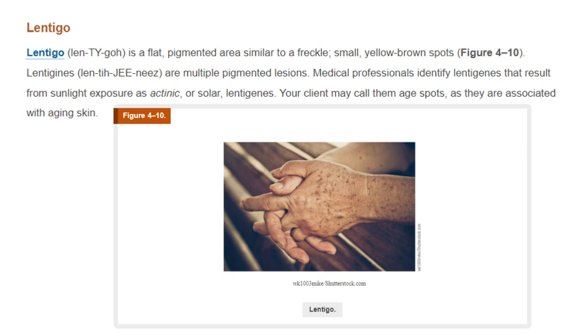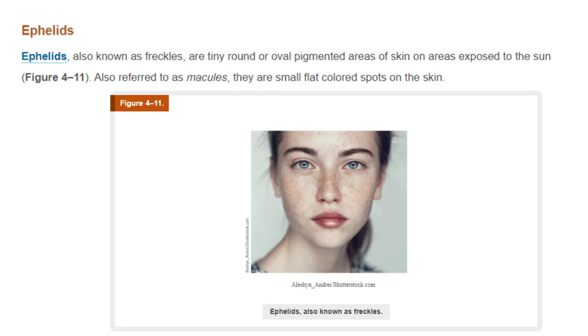Lentigo. Lentigo is a flat, pigmented area similar to a freckle, small, yellow-brown spots, figure 4.10. Lentigines are multiple pigmented lesions. Medical professionals identify lentigines that result from sunlight exposure as actinic or solar lentigines. Your client may call them age spots, as they are associated with aging skin. Ephelids. Ephelids, also known as freckles, are tiny round or oval pigmented areas of skin on areas exposed to the sun, figure 4.11. Also referred to as macules, they are small flat colored spots on the skin.